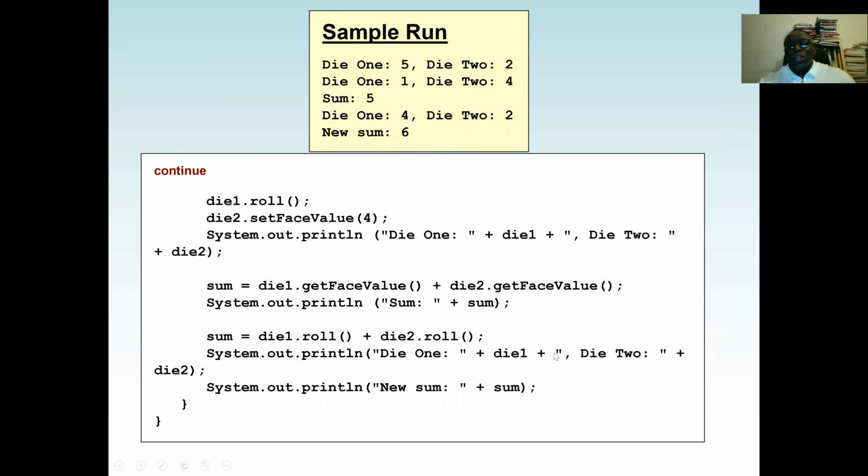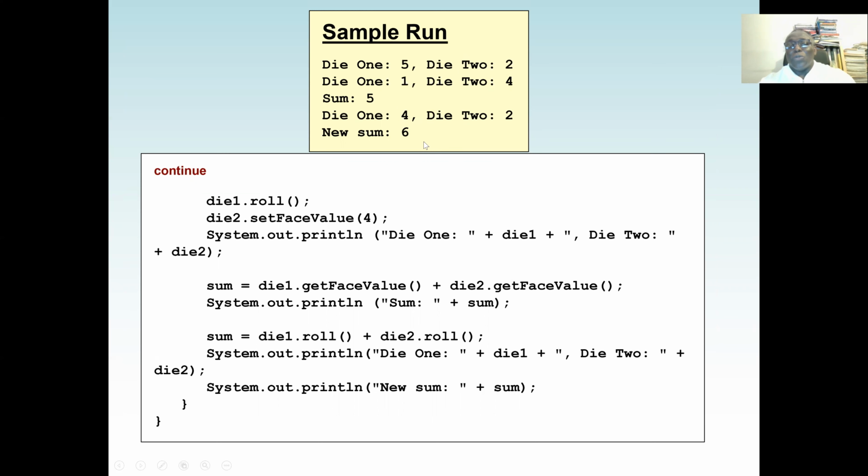Now, again, this output here depends. This is just a sample because this is randomly generated. Our first output, we generate 5 and 2. Second, we generate 1 and 4. And when we add 1 and 4, we get 5. Third, we generate 4 and 2. And when we add 4 and 2, we get 6. But again, this is random.